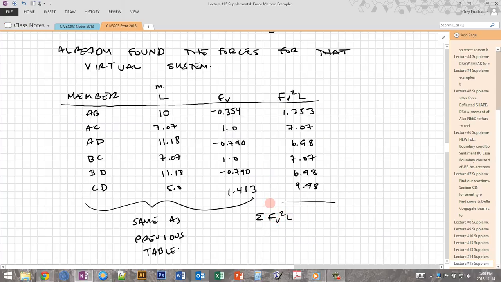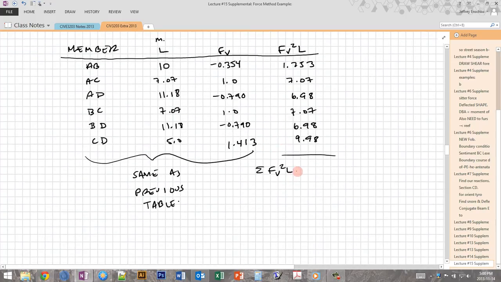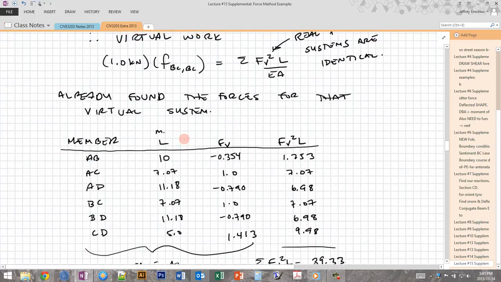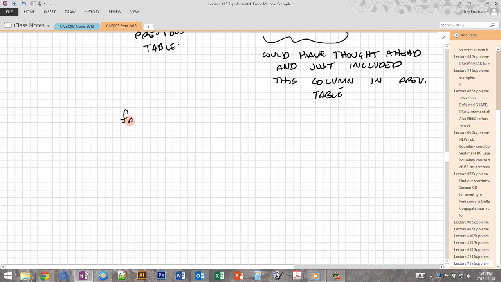So I'm going to now find the sum of FV squared L, so that's just the numerator here. E and A are constant, so I'm going to leave them out of it. And we get 39.33 divided by EA. So again, we could have just included this column in the previous table. So going back to my virtual work calculation, now I can solve for FBC, and that is going to equal 39.33 divided by EA, which was what I had left out before.